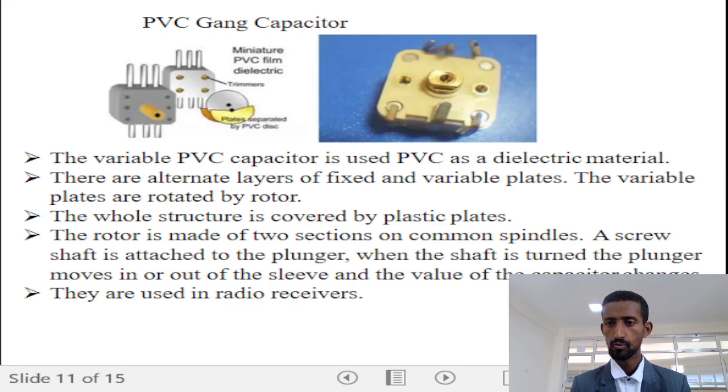The rotor is made of two sections on a common spindle. A screw shaft is attached to the plunger. When the shaft is turned, the plunger moves in or out of the slab, and the value of the capacitance changes. They are used in radio receivers, especially these PVC gang capacitors are applicable in radio receivers. So as it is variable, we can vary the area by moving the movable part to increase or decrease the overlap area.